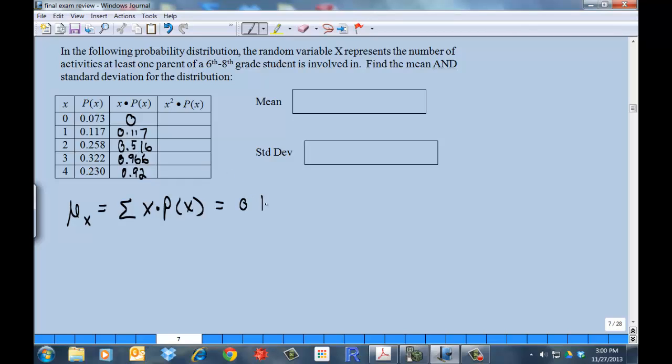So 0 plus 0.117 plus 0.516 plus 0.966 plus 0.92. So we add these up and we get 2.519 activities. So on average, at least one parent of a 6th to 8th grade student is involved in 2.5 activities. Now we'll move on to the standard deviation.